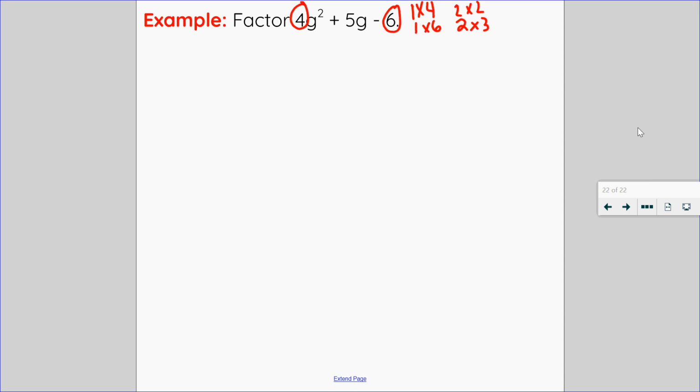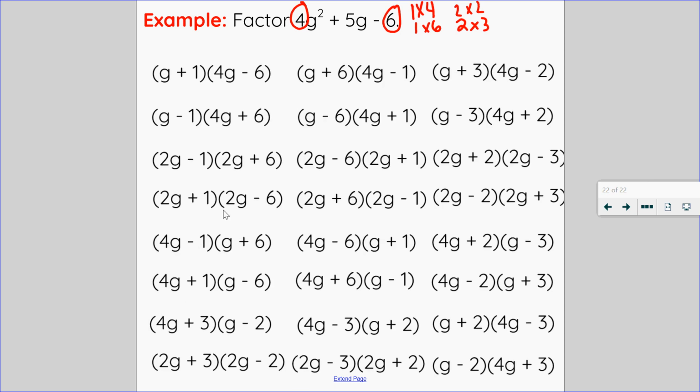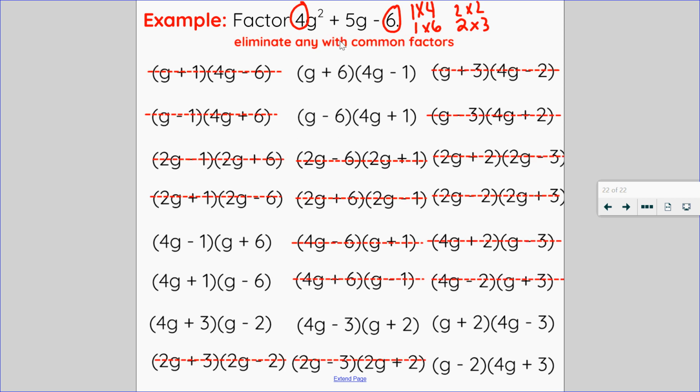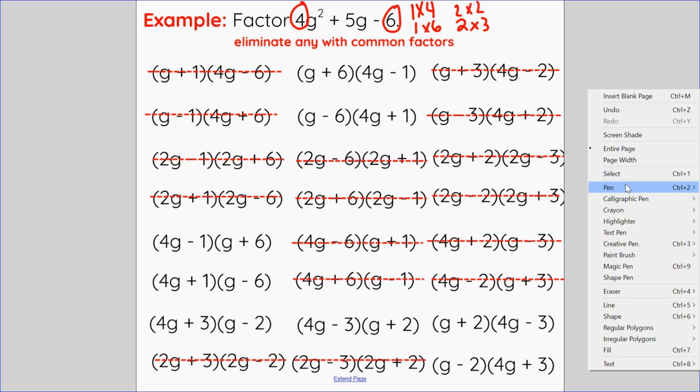Now I'm doing this process in my head, but I want to show you what it looks like. So here's all the possibilities of the factors, putting them together. So placing 1 times 4 or 2 times 2 in my first set of brackets for my first terms, and in the second term of the brackets I'm doing all the factors of 6. So obviously I'm not going to list all of these out. I'm just doing this so you can kind of see the process. Now right away I can eliminate anything with a common factor. So I've already crossed off a lot of possibilities.